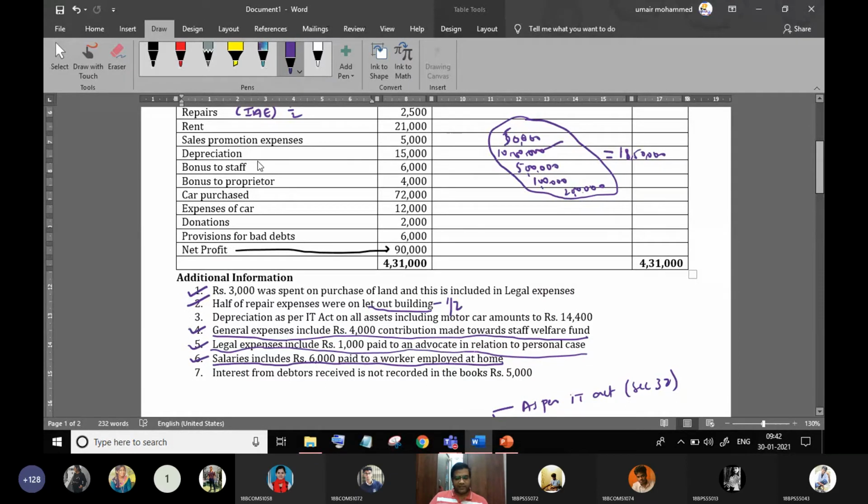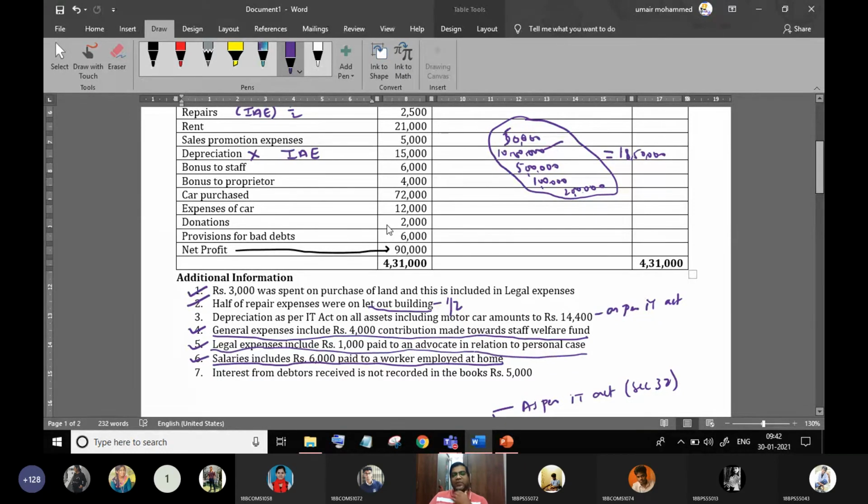So we quickly look at the adjustment. Adjustment number 3 says depreciation as per IT Act on all assets, including motor car, which was purchased during the previous year, amounts to 14,400. If this is as per IT Act, then what is this? That means this is not as per IT Act, so therefore it becomes inadmissible expense.